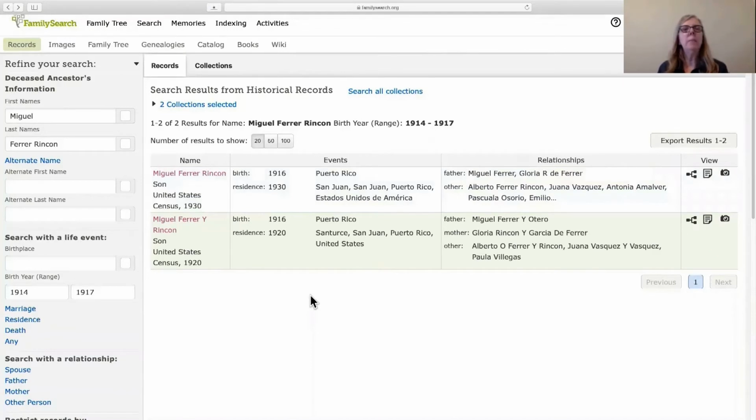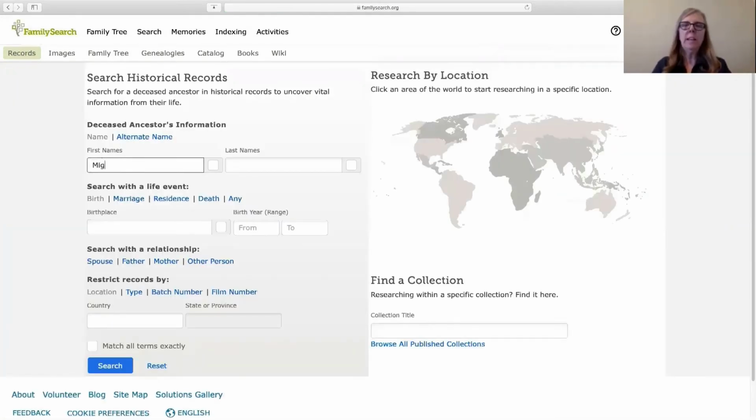So now I'm back on my results page, and now that I know that Miguel Ferrer Rincon's dad's name is Miguel Ferrer Otero, let's do another search and see if we can find him in the census. So I'm going to go back up here to records. Let's put his name in the search engine. Remember, it's Miguel Ferrer y Otero. And based on the age in the census, his birth date should be between 1885 and 1888.